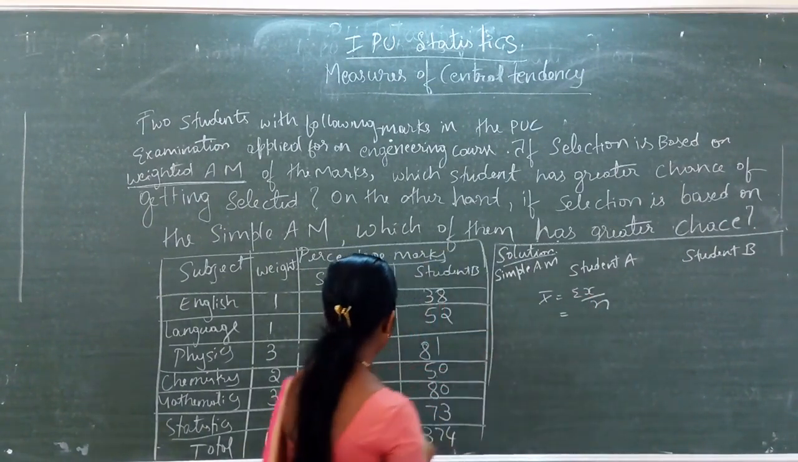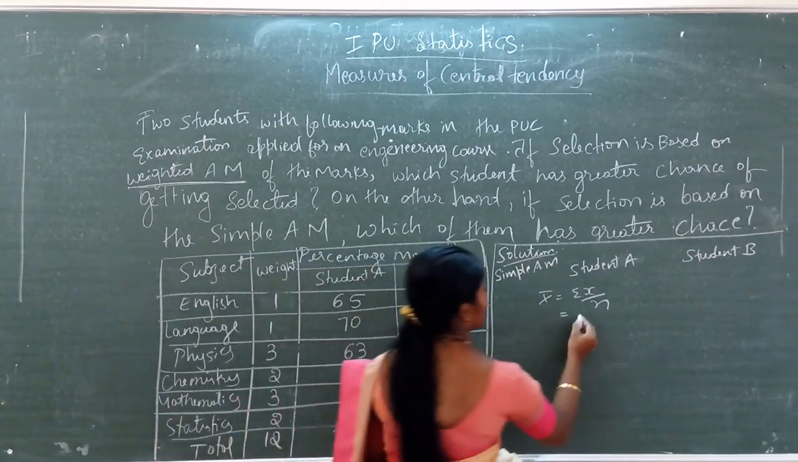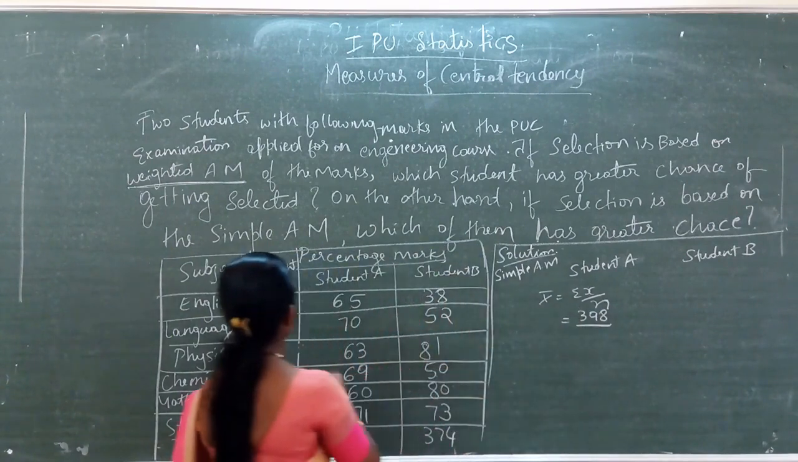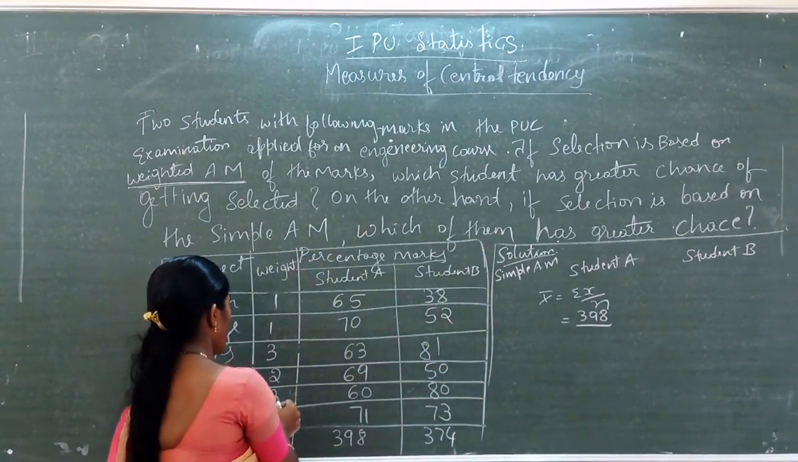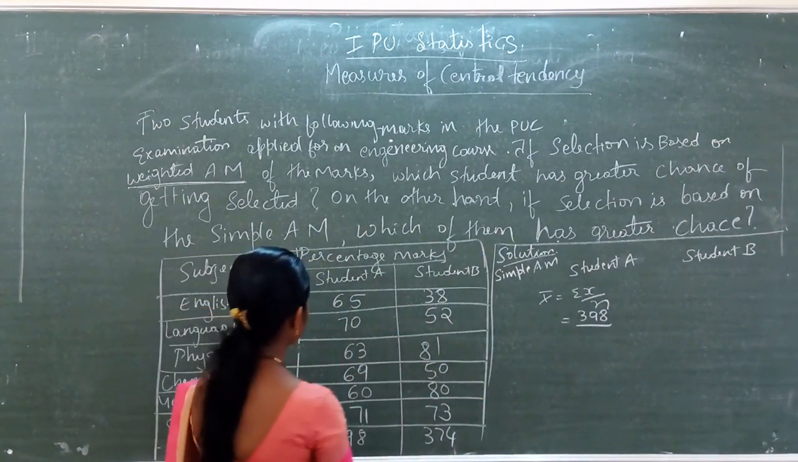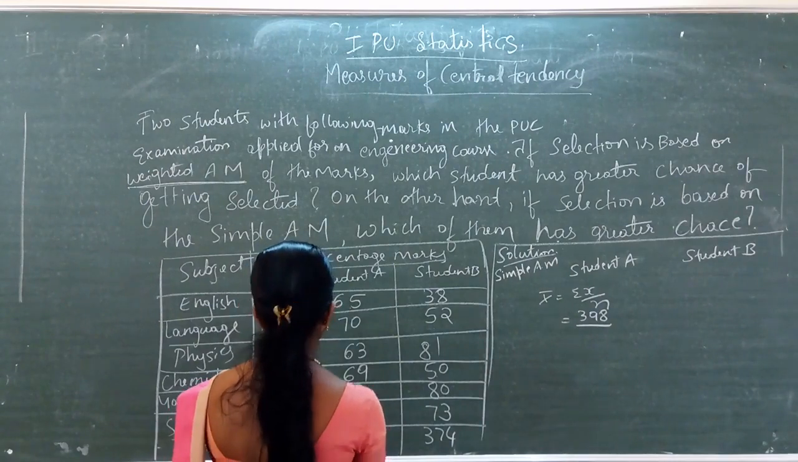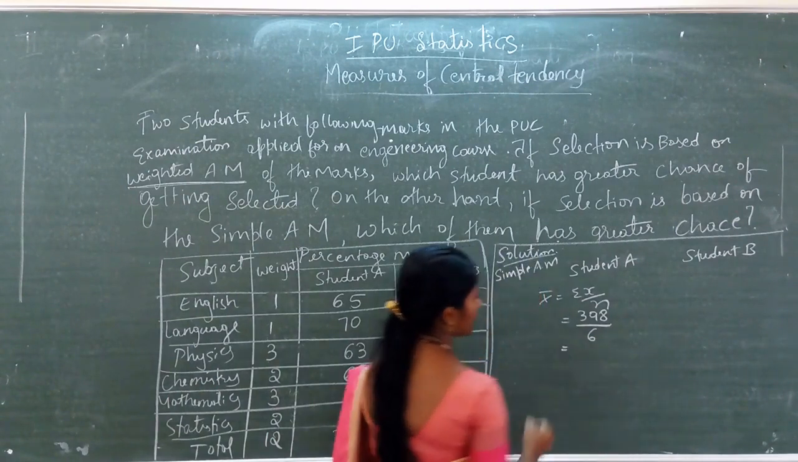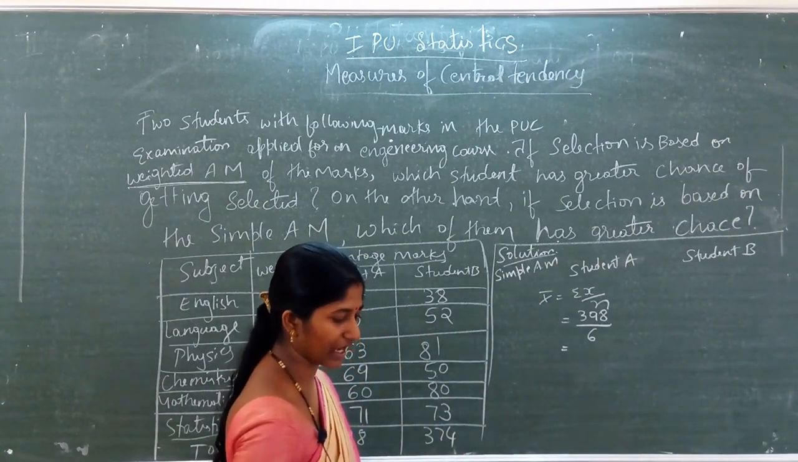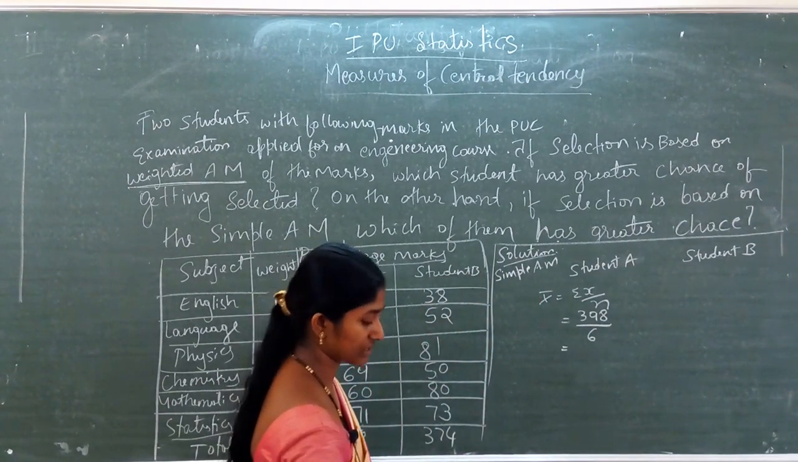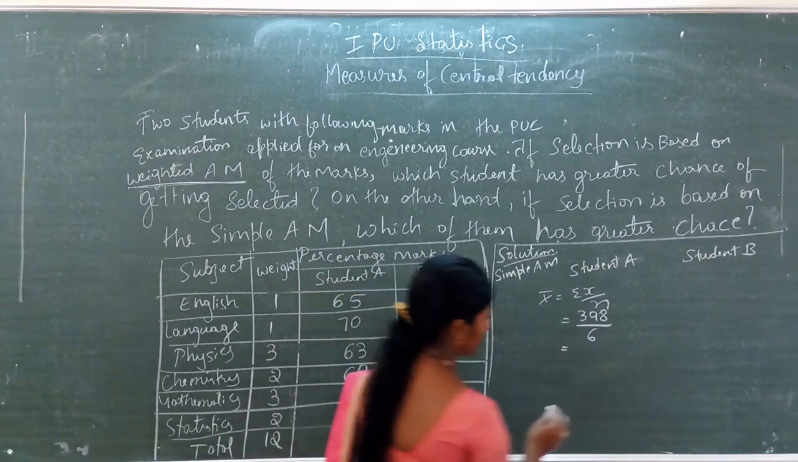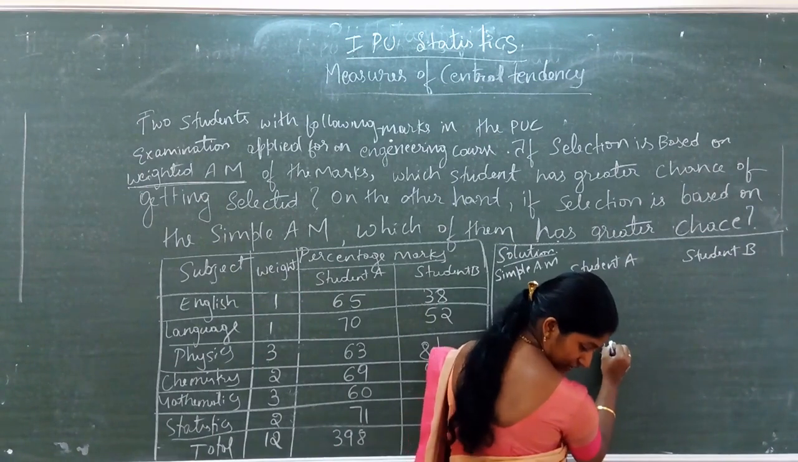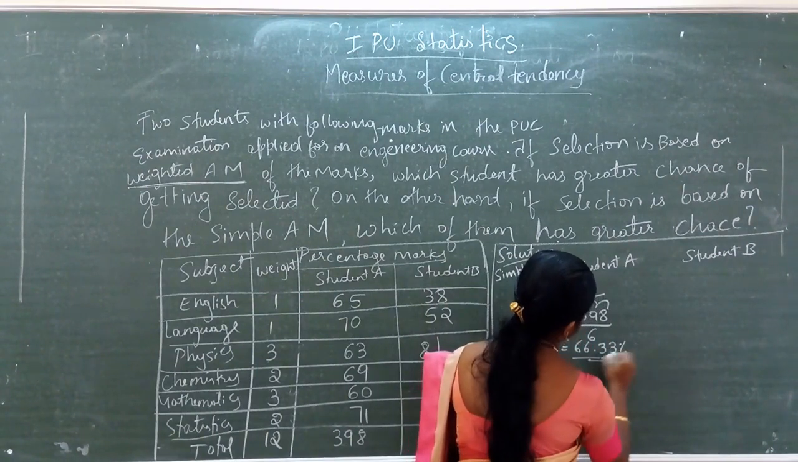Here, summation x is 398 divided by n. N is how much here? 1, 2, 3, 4, 5, 6. Total 6 values, 6 subjects. 398 divided by 6, our answer is 66.33%.